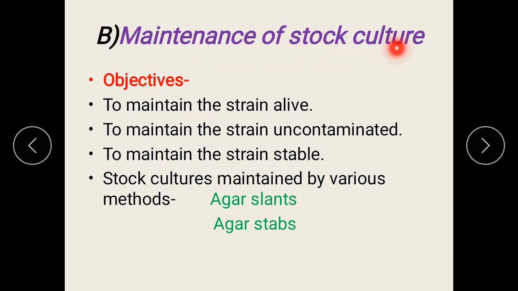Once one can get the pure culture, it has to be maintained: to maintain a live strain, to maintain the strain uncontaminated during study, to maintain the strain stable for a longer period, and as stock. So these are the main objectives for which the strain is stored or maintained, and this is done either on an agar slant or in an agar stab.